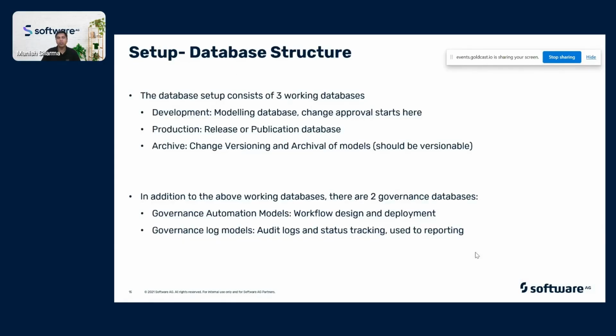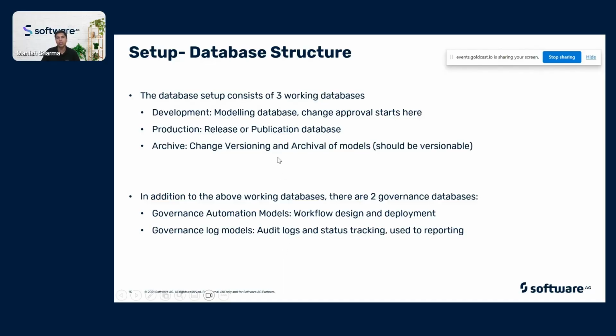Right. So as part of setup, it is a three database structure. The dev is where the modeling or the change works. Production is where the content is released for consumption, and archival is where all the change history and the logs related to them are maintained. In addition, there are two other databases. One of them I already spoke about, the governance automation models, where you actually design the workflow and deploy it. There's a governance log models database as well, where the audit is logged from a status perspective.